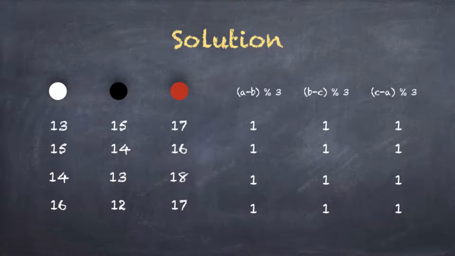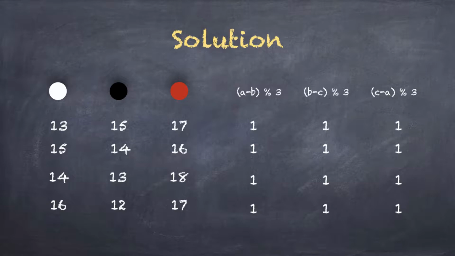The question is how can we find this equation, a minus b mod 3, b minus c mod 3, and c minus a mod 3. I would say that comes with experience and observation. You need to practice a lot in order to get these equations, and it's not that difficult. It will come with time. So this is the initial condition.